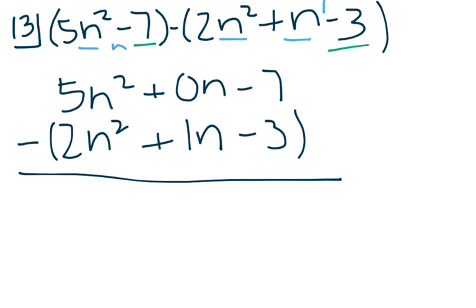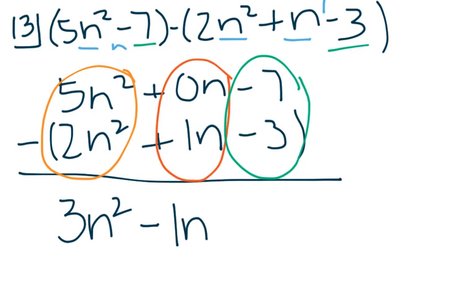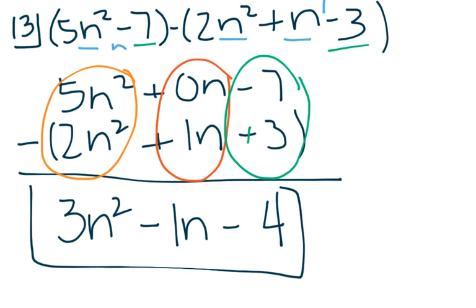So we have 5n squared minus 2n squared. That's 3n squared. So we have 0n minus 1n. Since we're subtracting, this is going to be minus 1n. And we have negative 7 minus negative 3. So what we're really doing is adding 3 to the negative 7. So this is going to be minus 4. Okay, and this is your answer for number 13.